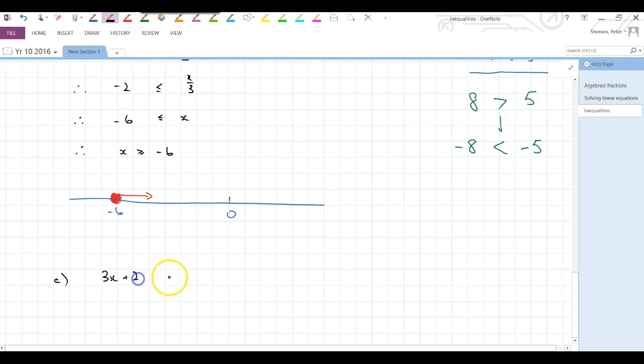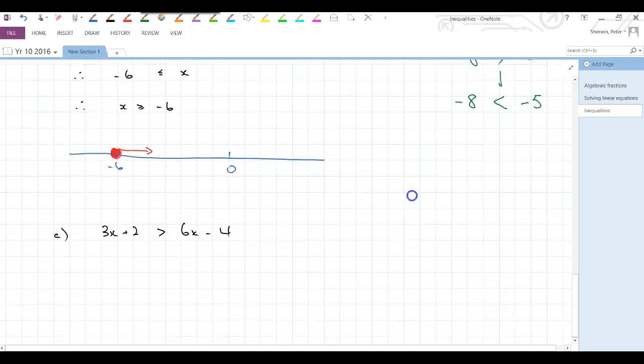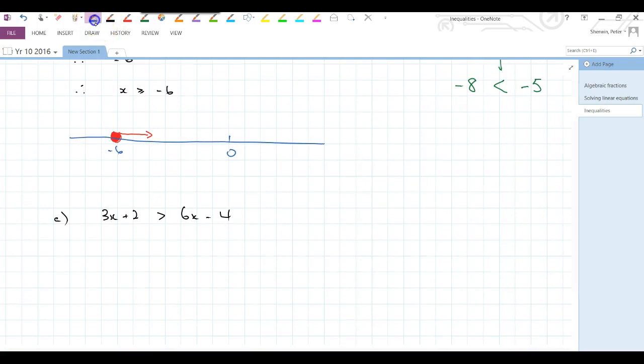3x plus 2, we're solving this, is greater than 6x minus 4. What should we do? So all our skills and techniques for equations we're going to bring into play here. Which way are we going to take? Look at the x's. Do you want to take the 3x over here or the 6x over there? You know what I'm going to do? I'm going to take the 3x and put him over there. Why? Because that'll give me a positive x value. So that means my minus 4 is going to skedaddle over to the other side of the equation.